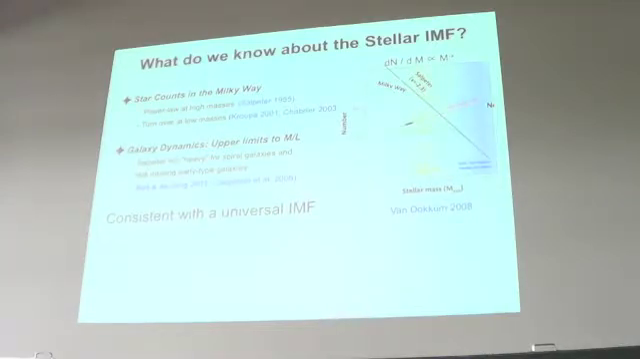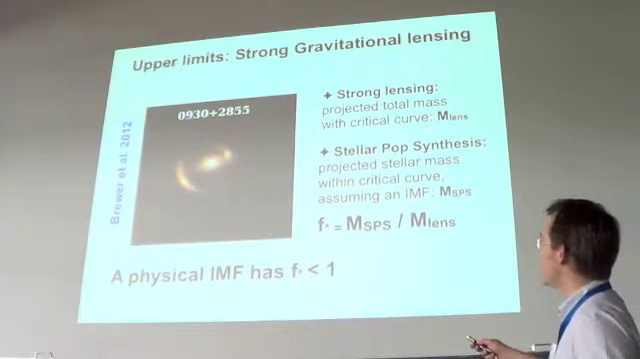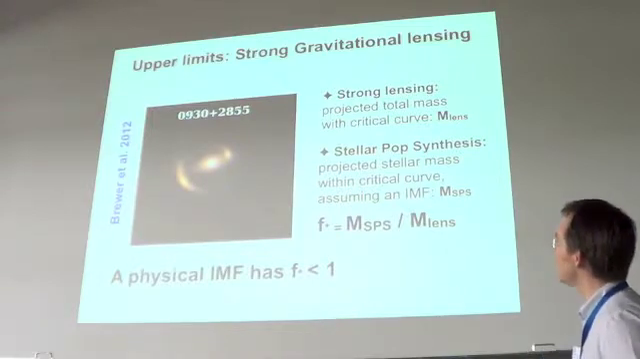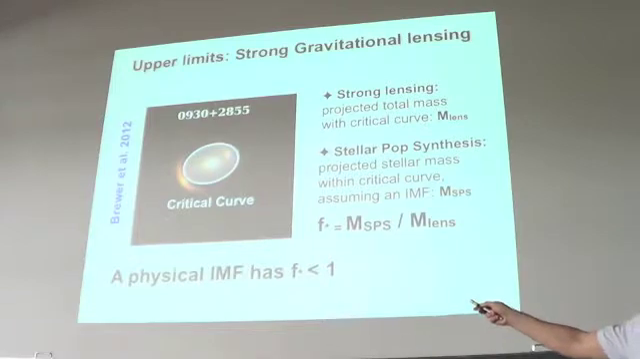So I'm moving on to some of the ways in which you can constrain the IMF. The most basic thing is you can just look at upper limits from strong lensing. This is very similar to the maximum disk approach that Eric Bell used. This is a gravitational lens: the foreground galaxy, and the background object stretched into an arc. Strong lensing measures the mass within this region very accurately. Then you can take your stellar population model and measure the mass also within the same region. For a physical IMF, you have to have f_star less than 1.